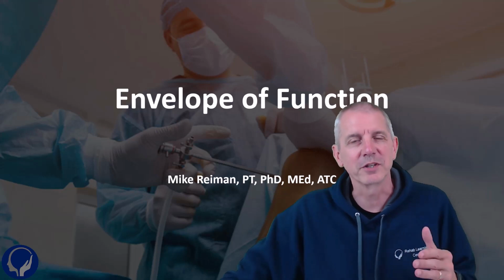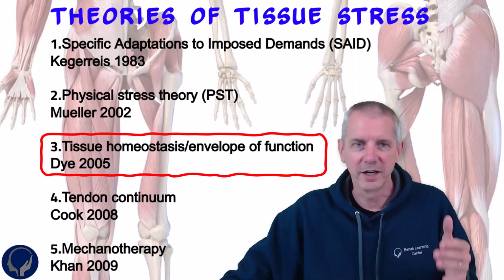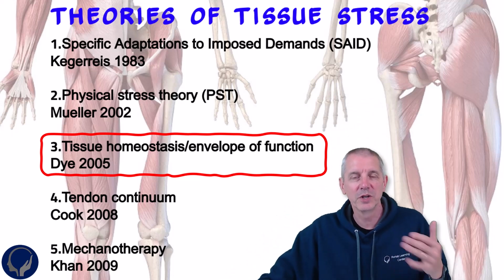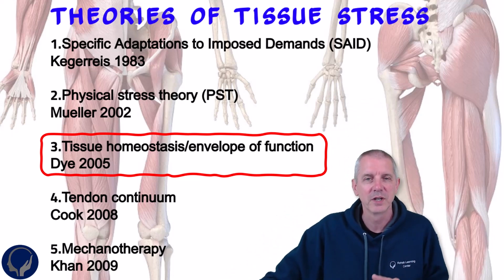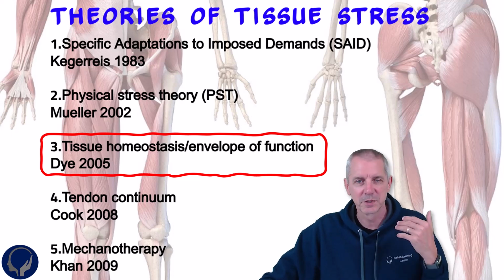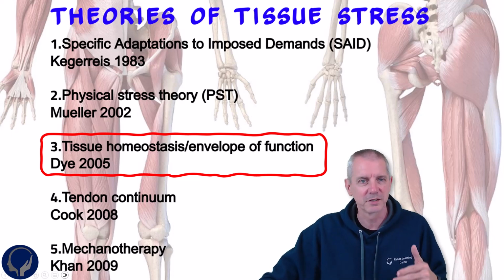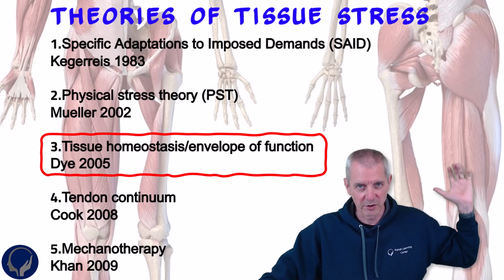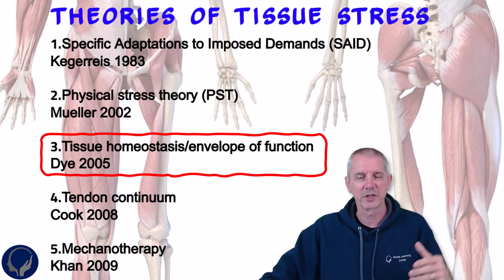So in this video, I'm going to talk about the Envelope of Function. Again, it's one of the 5 primary stress theories we'll talk about from a tissue healing and stress on tissue type of a theory. Specific adaptations to imposed demands is one of them. That big example I talk about there is a pitcher that's throwing and constantly goes into external rotation, gets actual torsion on their humerus.